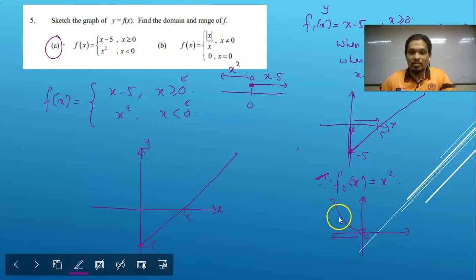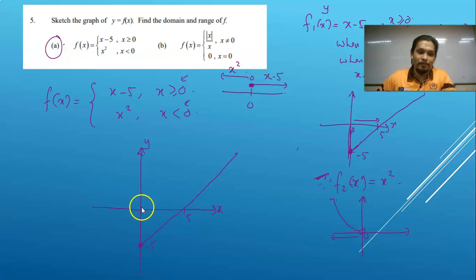So, let's bring this here. That's it. Okay, we complete, or we call sketch the graph for the question of A. This is what we call a piecewise function. Okay, piece by piece. So the first one here, x minus 5, linear, a straight line for x greater than or equal to 0. And x squared for x less than 0 here.